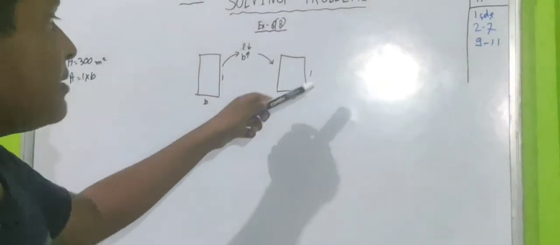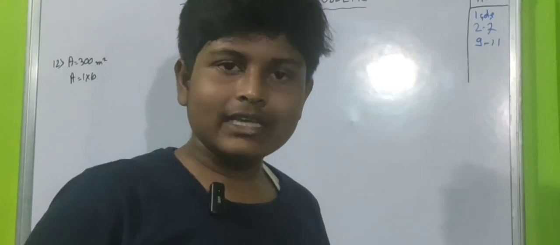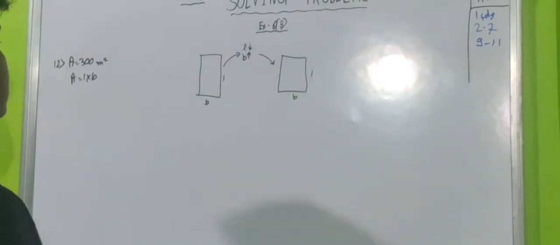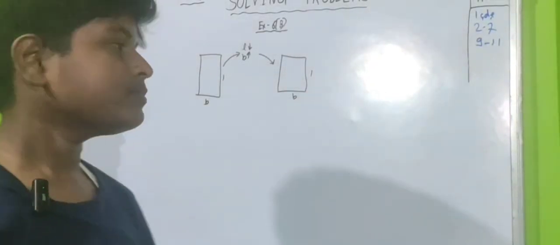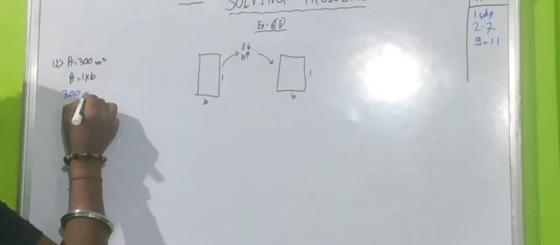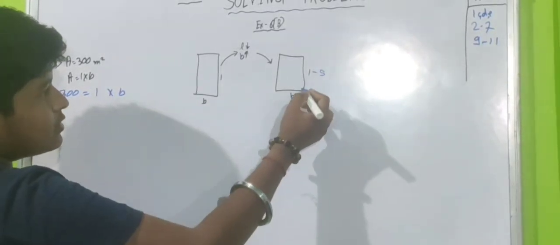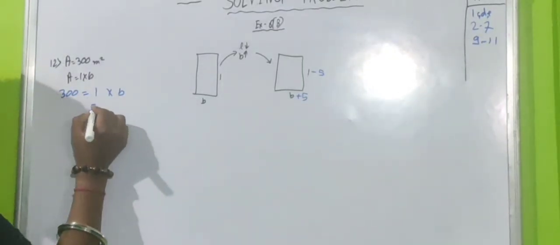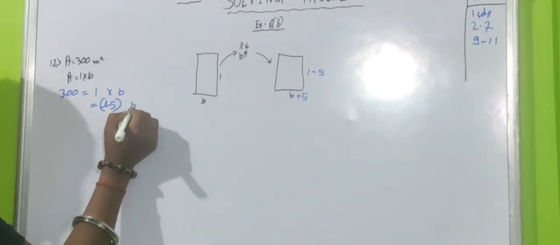Now the product of length and breadth equals the area, which is 300, meaning the area doesn't change. The length is decreased by 5 and the breadth is increased by 5. So area is length into breadth, 300 equals length into breadth. The length is decreased by 5 and the breadth is increased by 5, and it remains the same, 300. So length is L minus 5 and breadth is B plus 5.